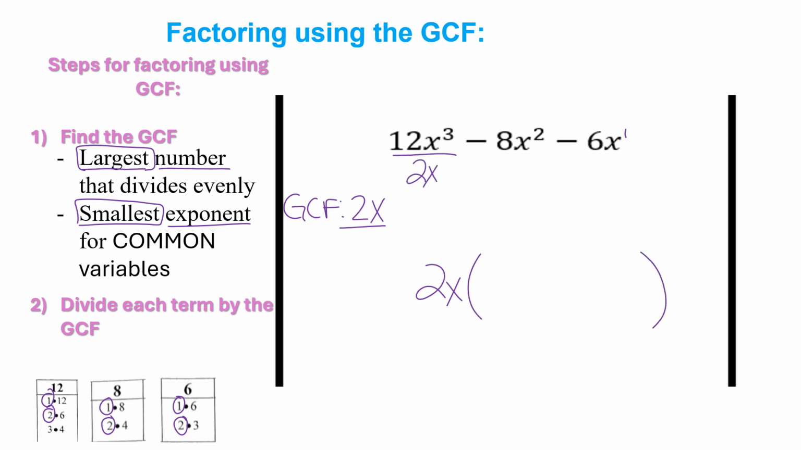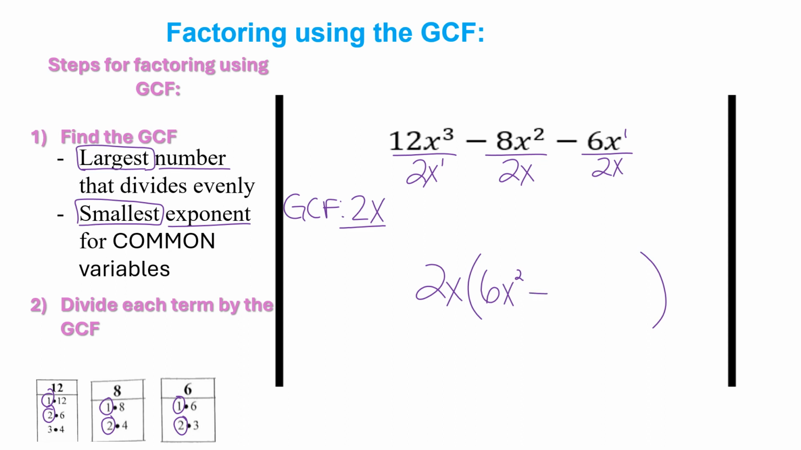So I'm going to divide by 2x on each term. Okay, so 12 divided by 2 is 6. 12x to the third divided by x to the first would be x squared. So you subtract those exponents. Remember, when we multiplied, we added. Now we're doing the opposite of multiplying. We're dividing, so we're subtracting.